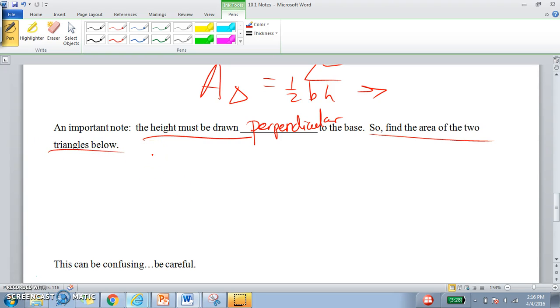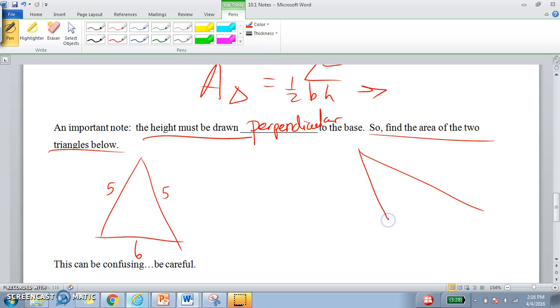Let's put this into a real example. So first I'm going to draw an isosceles triangle. Each of these sides are going to be 5, and this bottom side is going to be 6. We'll come back to that one. Then I'm going to draw an obtuse triangle. So I'm going to draw a triangle with an obtuse angle in it like this. And I'm going to draw in this piece. Make sure that this is a dotted line. So this piece of the dotted line is going to be 6.